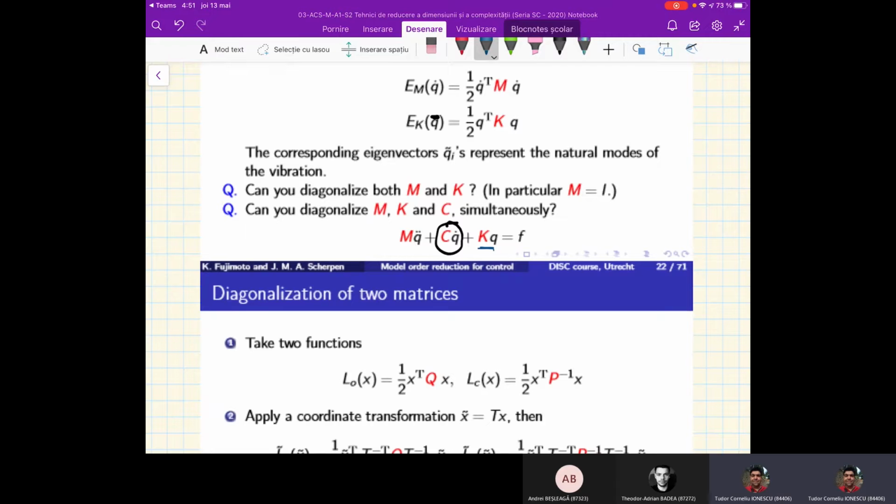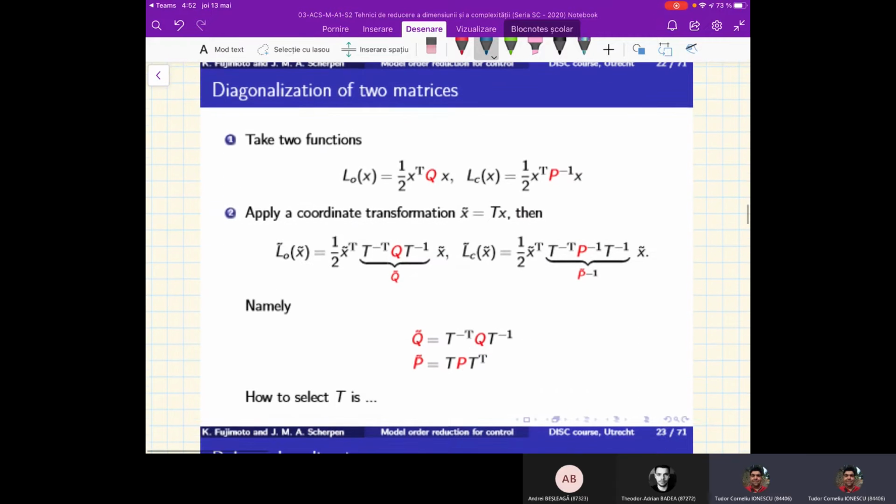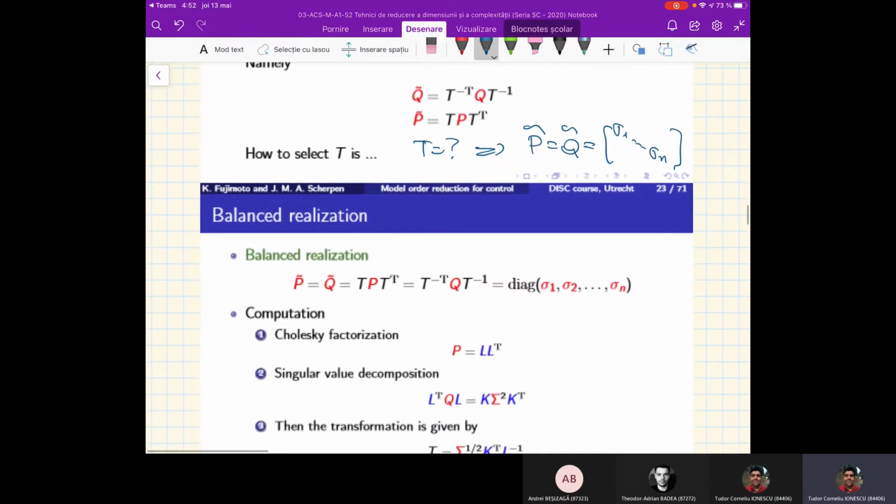Can you do this? Can you diagonalize them simultaneously? Because you can take the two functions, observability and controllability function, and you apply a coordinate transformation. And then you get the new Gramians, and you select a specific T such that P tilde equals Q tilde equals the diagonal matrix like this.